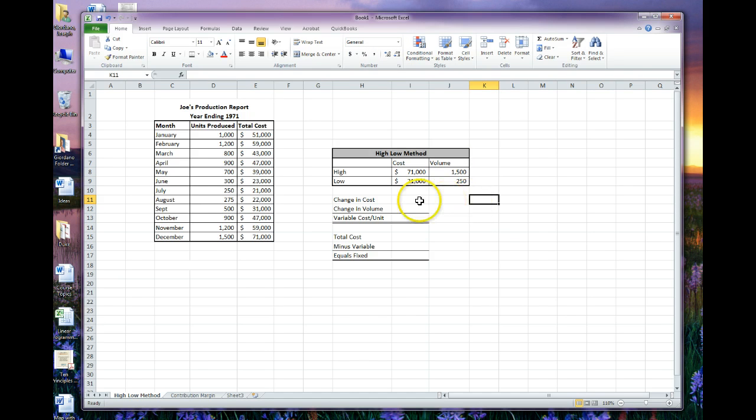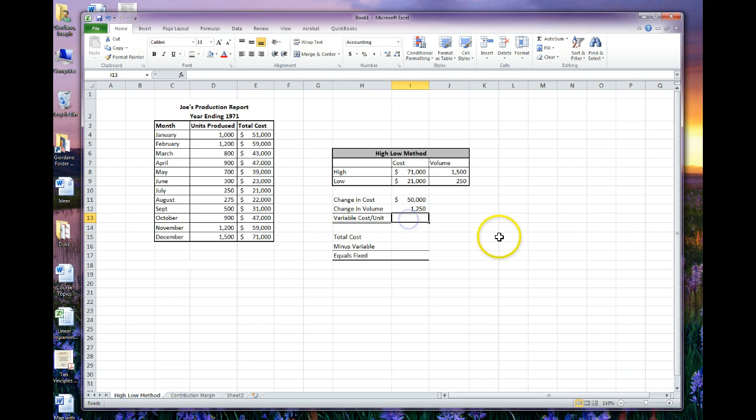So then what they want to know is, what is our change in cost to figure out the high-low method? Well, you just subtract these two. Between our high cost and our low cost, that's $50,000. Now what's our change in volume? Here we did 1,500, here we did 250. I could tell I did this backwards this morning. There's about a 1,250 unit difference between my big production month and my small production month, and a $50,000 difference between my high cost month and my low cost month.